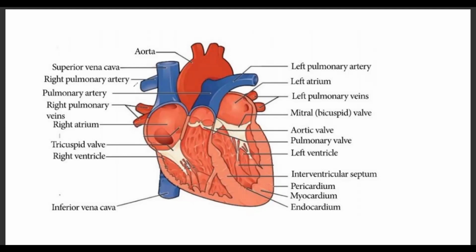Then here you can see this, so there are conical shaped papillary muscles, right? Those are the extensions of the inner wall.